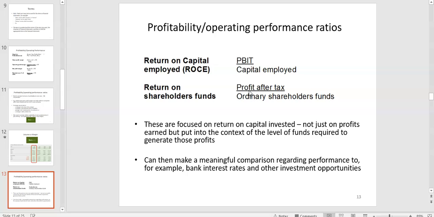Essentially, we're looking at your return on capital, either for shareholders and debt holders together, in which case we put profit before interest and tax, also known as operating profit, over capital employed, or just from the shareholders' perspective, where we take profit after tax and divide it by shareholder funds. You multiply these by 100 over 1, which gives your answer in percentages.